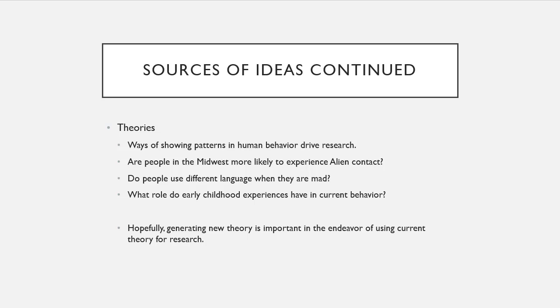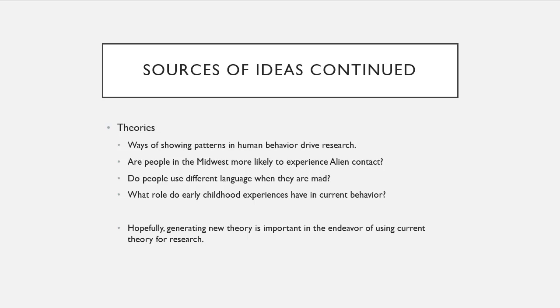But there's a theory that drives that. Why are people who are like that more likely to see a UFO? By the way, they aren't more likely to see a UFO. That's a stereotype based on some kind of theory that you might have about that. Another theory is that people use different language when they're mad. When you're in an academic setting, you use a different type of language. When you're mad, it's a different type of language. When you're with your peers, it's another kind of language.